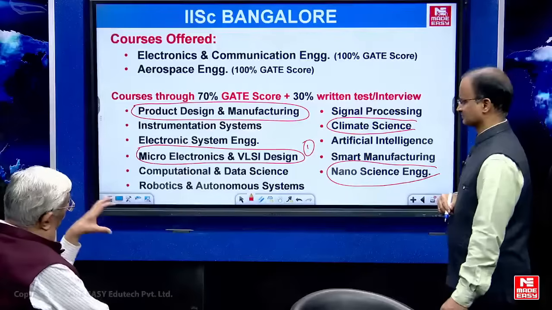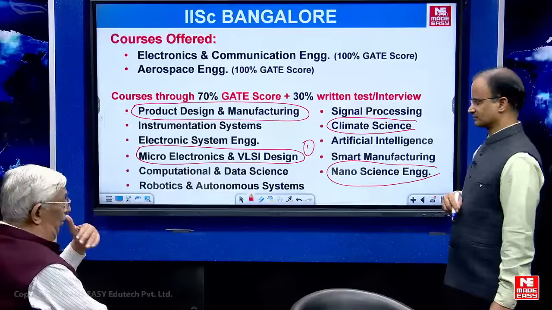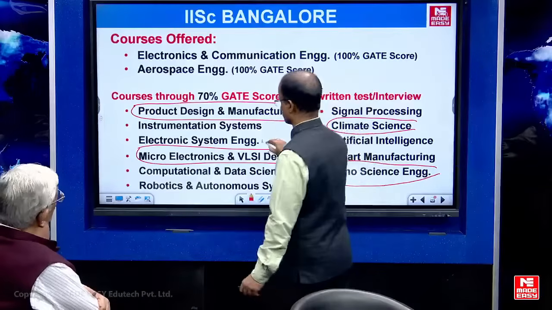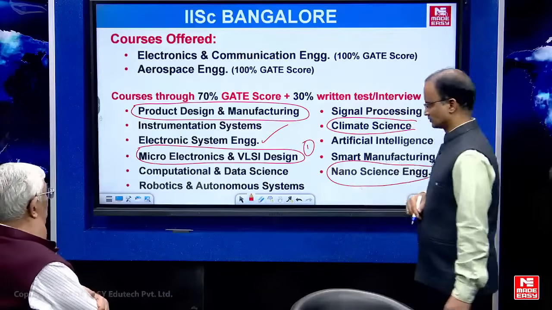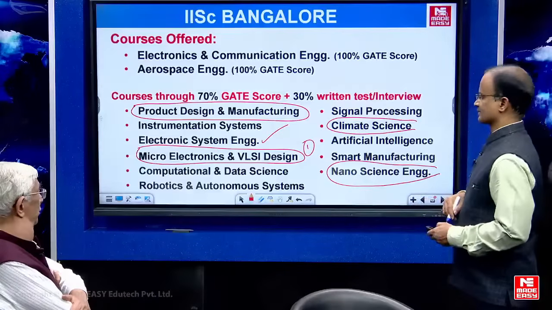Depends. See, admissions are available to these courses, but because of being interdisciplinary in nature, fewer electronics candidates are looking at this. But Electronic Systems Engineering is a good course. ESE is a very good course. Electronic Systems Engineering at IISc is one of the prime courses for EC candidates. Yes, sir.